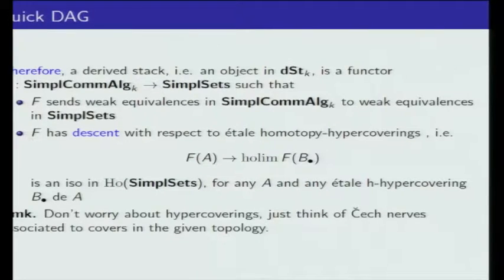So with this definition, what is a derived stack? It's a functor from simplicial commutative algebras to simplicial sets that sends weak equivalences of simplicial commutative algebras to weak equivalences of simplicial sets, and it has descent with respect to étale hypercoverings. But you need a notion of homotopy hypercovering. Think about a Čech cover: every time you take a fiber product, you replace it by the derived fiber product, and then you get the notion of homotopy hypercoverings. F is a stack if and only if it has descent with respect to these homotopy hypercoverings. So this is, if you want, the sheaf condition.